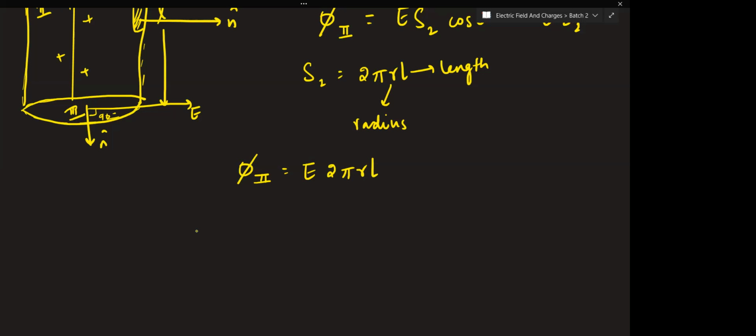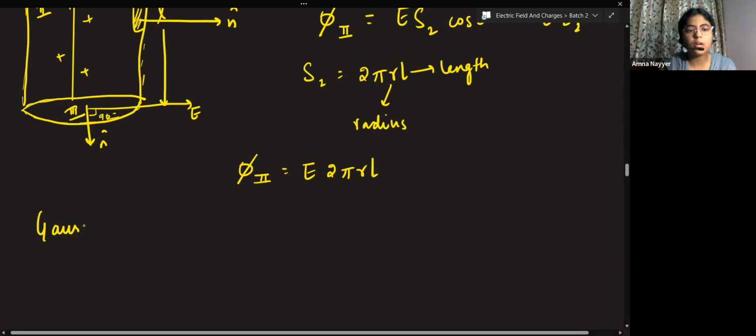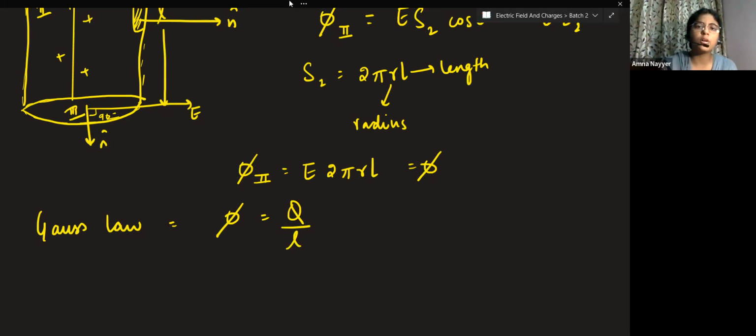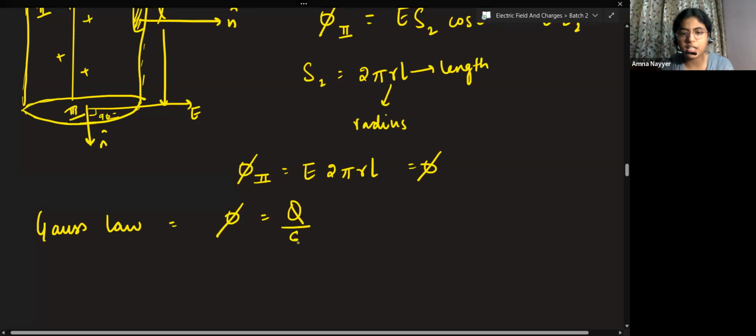All right. Now see, if I apply Gauss law, what does it say? This is the total flux, the net flux phi that we have. Gauss law also says that phi is total charge enclosed divided by epsilon naught. This was the Gauss theorem that we have seen, Q by epsilon naught.